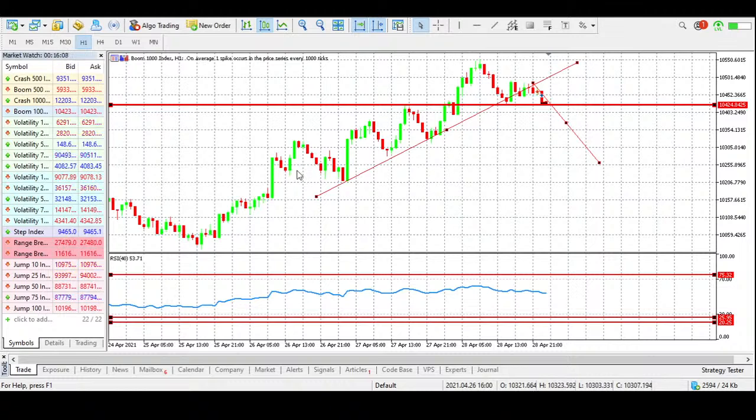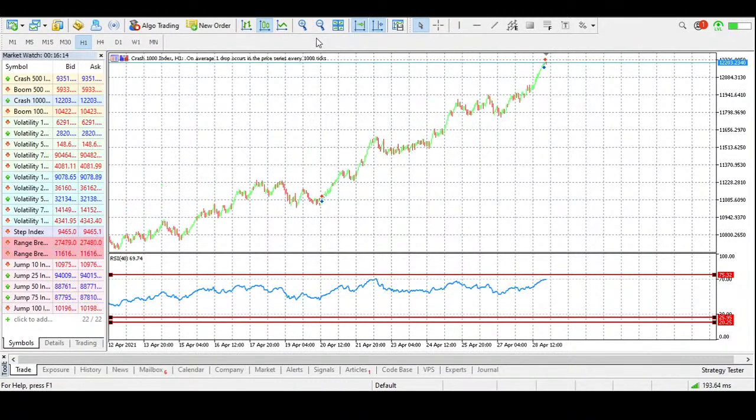Okay, so Victor says crash 1000. Let's check. What about crash 1000? I did an analysis on crash 1000. I think you can go back to check because I've deleted the lines. I created 3 support lines. I created one here which was support 1, and I did support 2. Then support 3 was here. Yes, I think this was it.